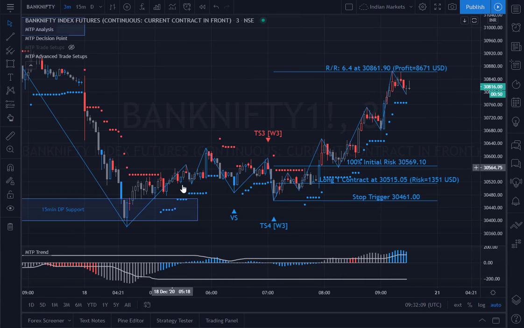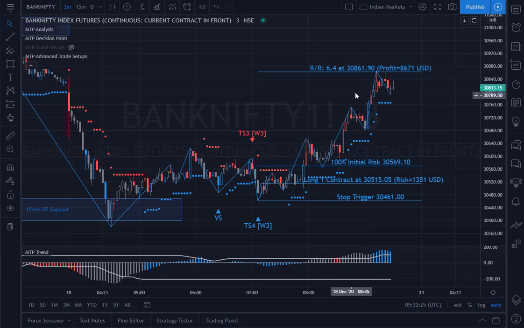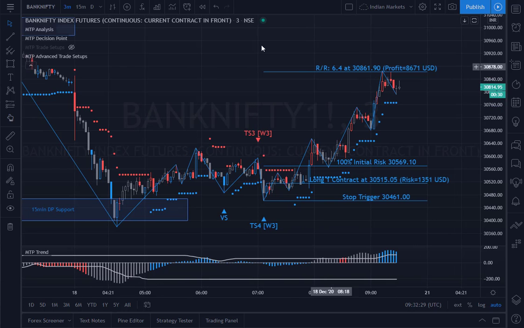So as you can see, this was a very nice trade where we caught the low absolutely perfectly with our 15-minute DP support zone. The market then rallied up. Our MTP trend confirmed that, going blue. We're then looking for taking a buy setup in the direction of that new trend, and as you can see, that gave us a lovely trade setup there. So this is what we're looking for with our MTPredictor scripts.